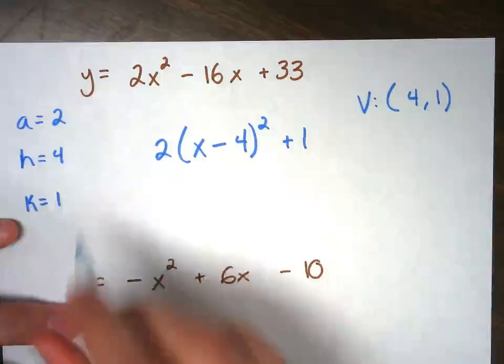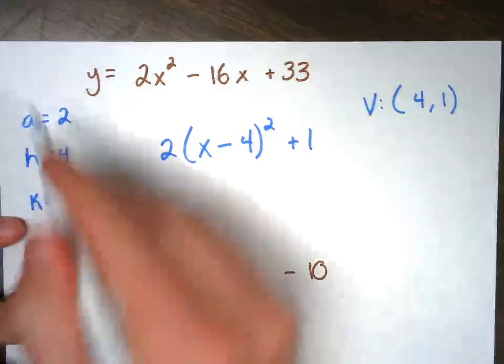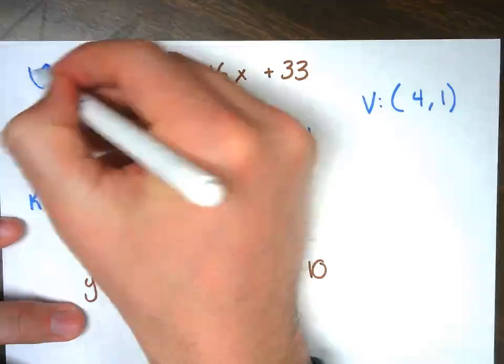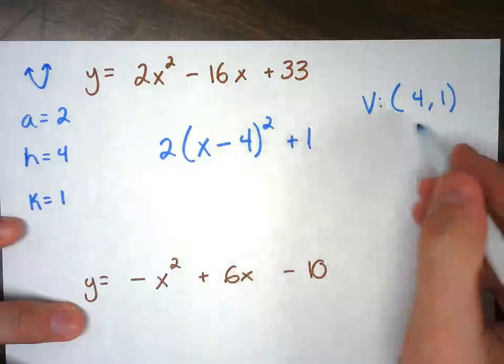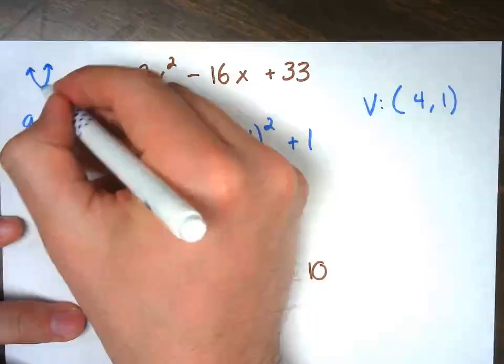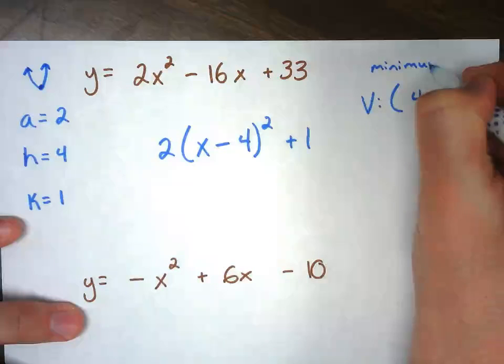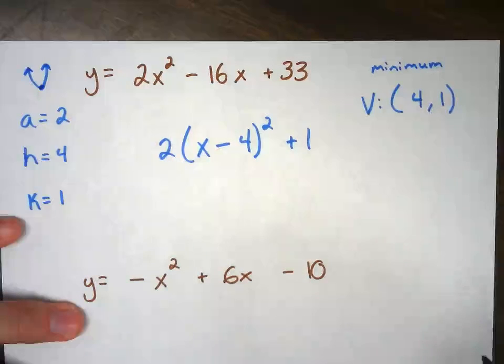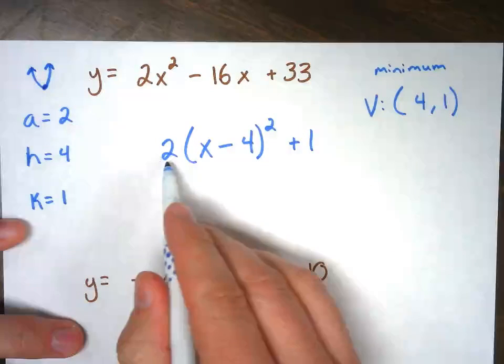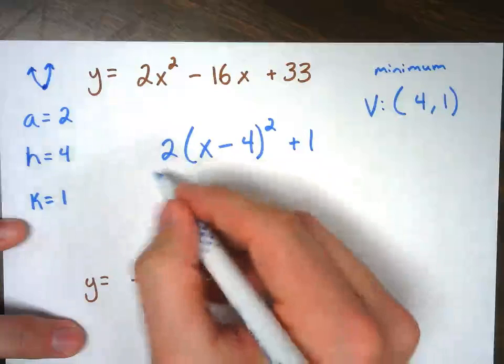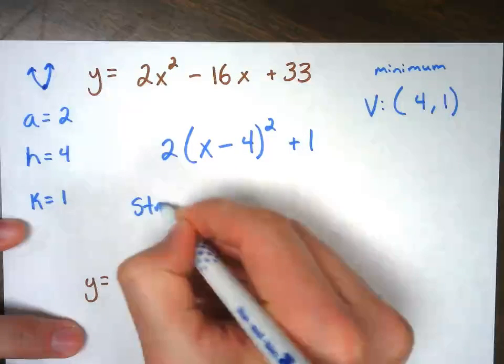That's our vertex. Our A is positive, so that means the graph goes up. So that means that vertex is going to be a minimum. So we have a minimum vertex at 4, 1. What is the 2 going to do to our graph? Well, that is going to stretch our graph.